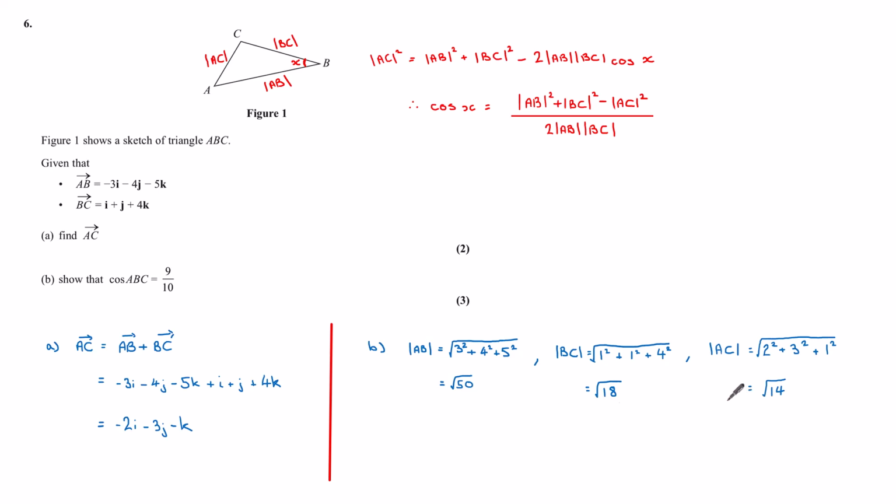Substituting these values of the modulus AB, BC and AC into my cosine rule, which I've rearranged, gives me that cos of ABC is equal to 50 plus 18 minus 14 over 2 times root 50 times root 18, which is 54 over 60. These both divide by 6, and so I can finally write that my cos ABC is equal to 9/10.